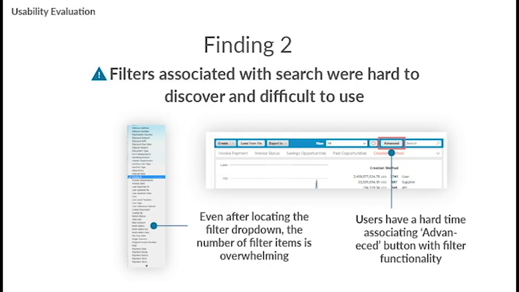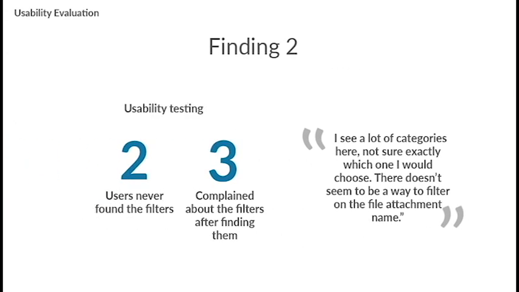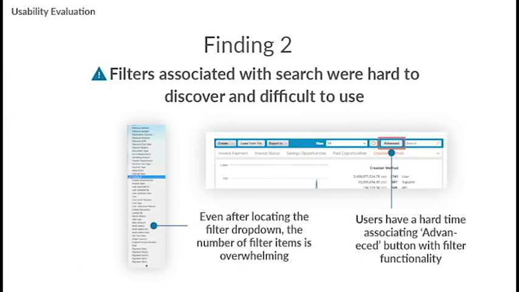This finding came up during our heuristics evaluation and was validated during our usability testing when 2 out of our 5 users did not discover the search filters. Additionally, the remaining 3 users who did discover the filters found them difficult to work with. There is a long drop-down list of filters with more than 50 entries that is difficult to navigate through. Some users gave up after looking at the long list of filters because they did not find the relevant filter immediately.